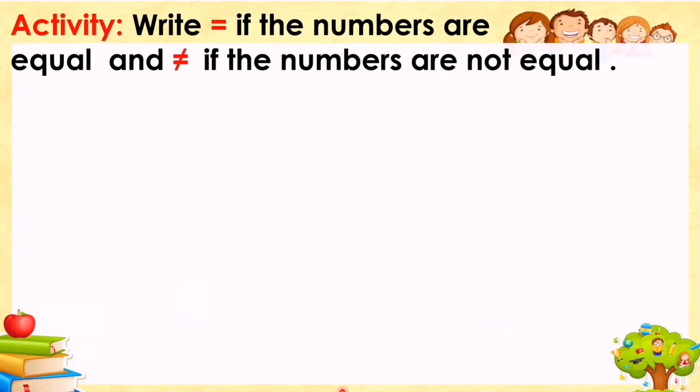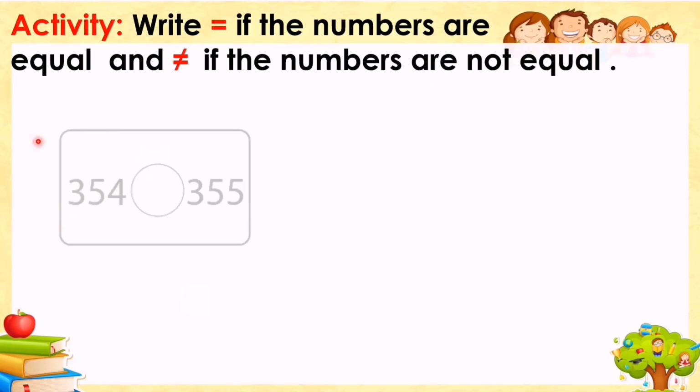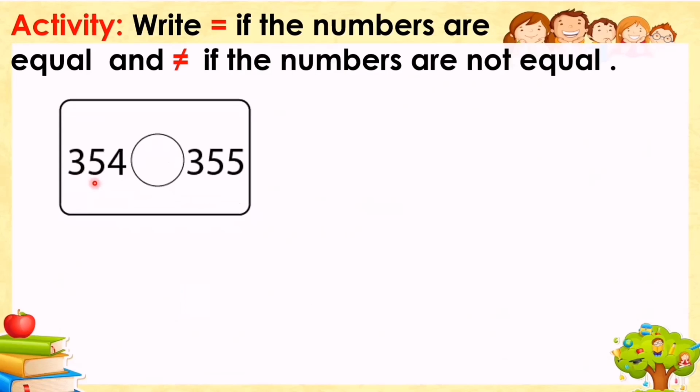Okay, so let's try this activity. So you're going to write equal sign if the numbers are equal and not equal sign if the numbers are not equal. So this is the first one. 354 and 355. If we're going to compare these numbers, are they equal or not equal? Okay, since they are not equal, we are going to write here not equal symbol, which is this one.